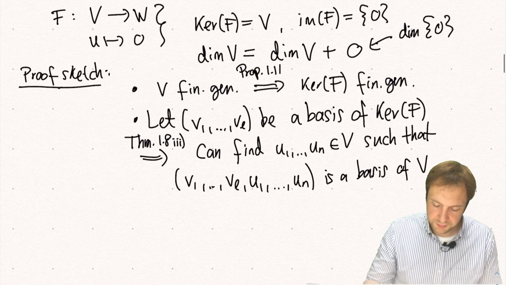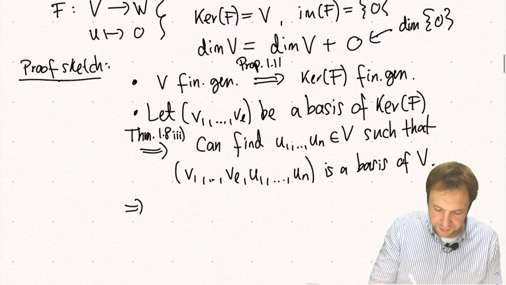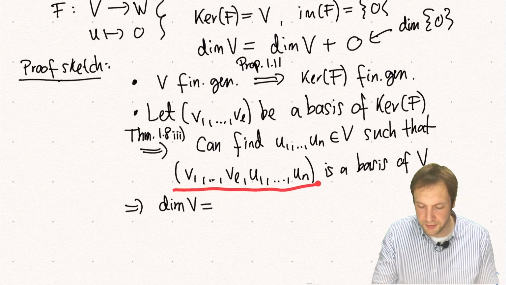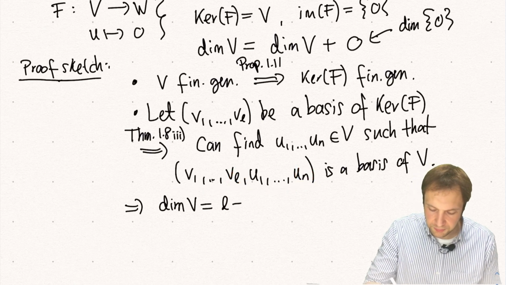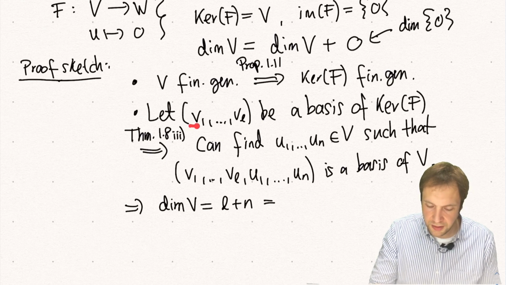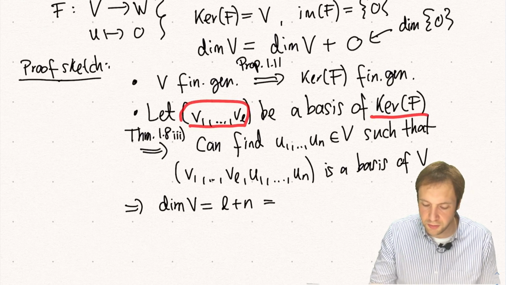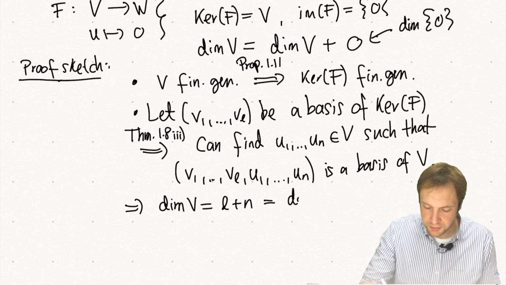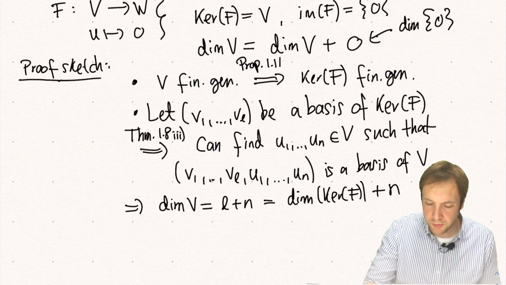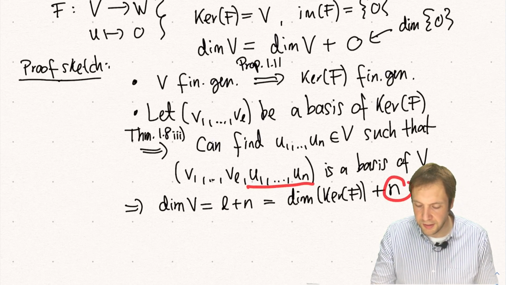So this means the dimension of V is, well, the number of basis elements, which is L plus n. And we already saw L is the number of basis elements for the kernel. So this is the dimension of the kernel of f. And the number of u's here is n.